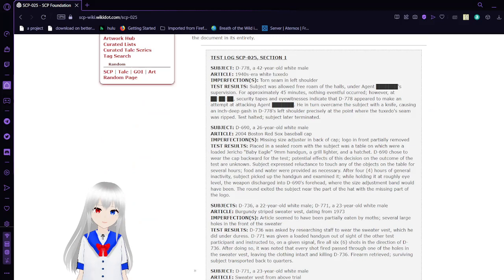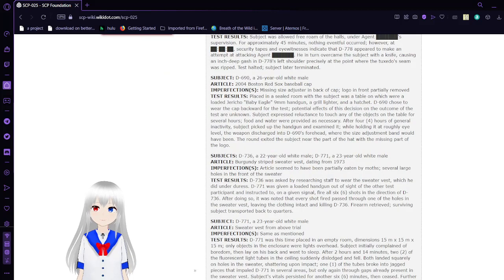Subject: D690, a 26-year-old white male. Article: 2004 Boston Red Sox baseball cap. Imperfection: missing size tags are shown on the back of the cap, and the logo on the front is partially removed. Test results: placed in a sealed room with the test subject was a table on which there was a loaded Baby Eagle 9mm handgun, a grill lighter, and a hatchet.